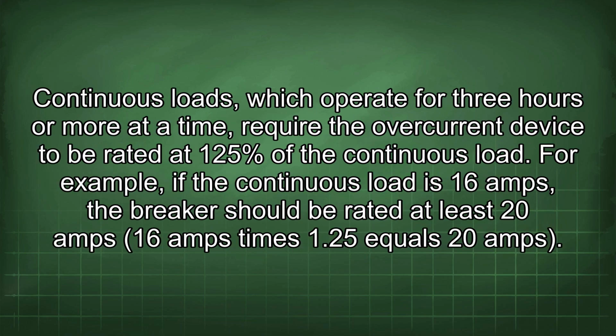Continuous loads, which operate for 3 hours or more at a time, require the overcurrent device to be rated at 125% of the continuous load. For example, if the continuous load is 16 amps, the breaker should be rated at least 20 amps. 16 amps times 1.25 equals 20 amps.